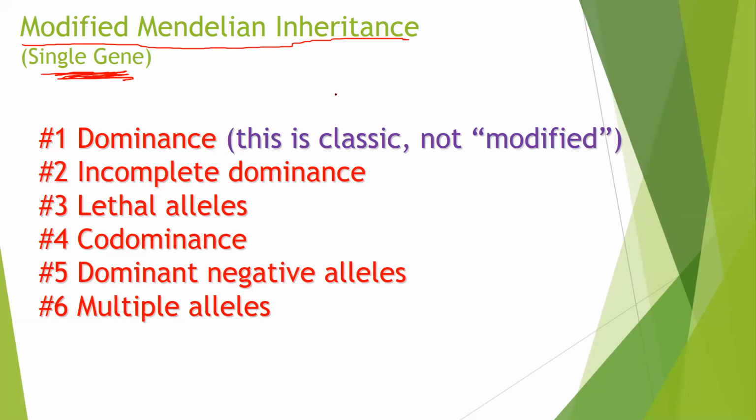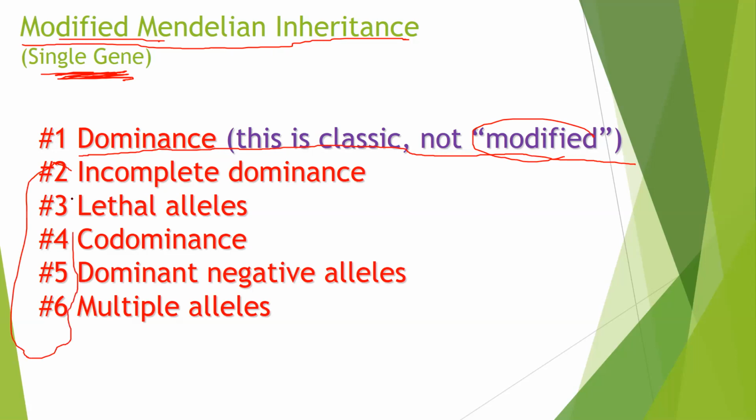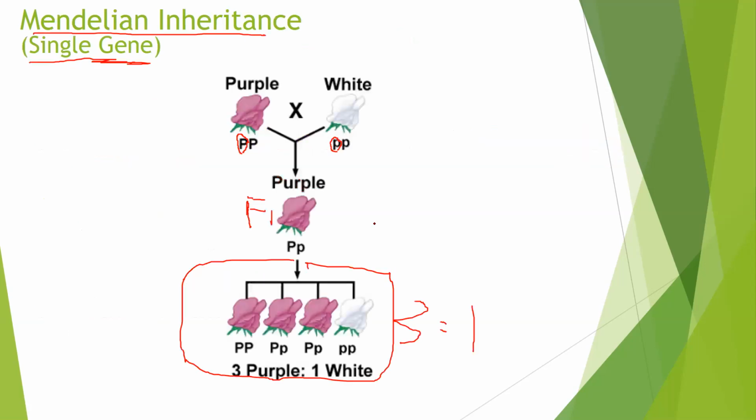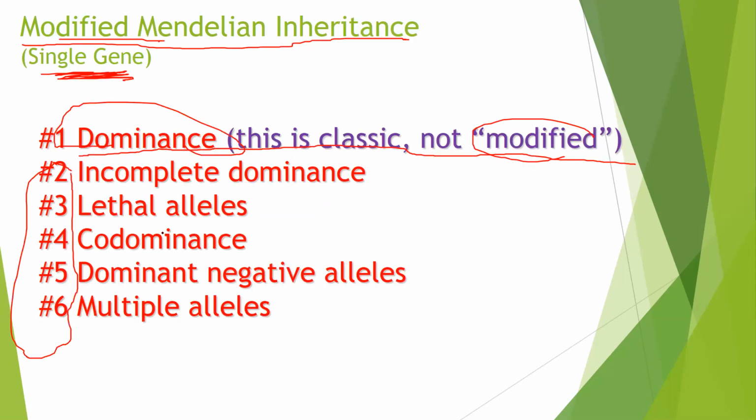Single genes, so the dominant one, the basic one, is the dominant one. This is the classical one, not modified. And here we talk about the modified, meaning the rest of them are a little bit different from the dominant one. The classical pea plants flower color example is the basic one, the dominant. So let's talk about the other types of relationship between the alleles for one gene.